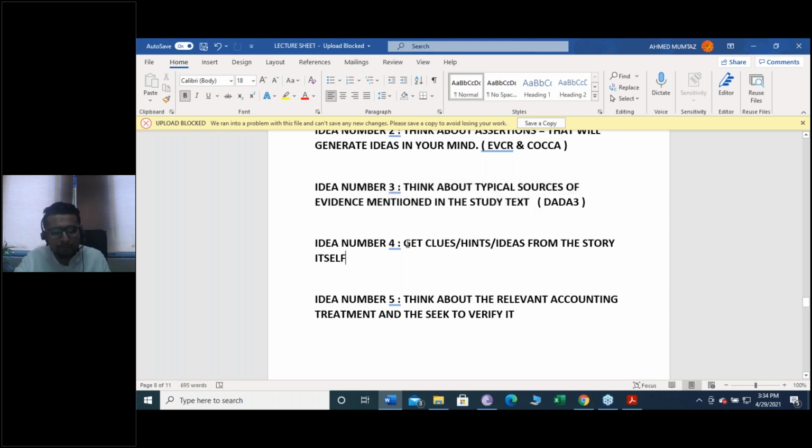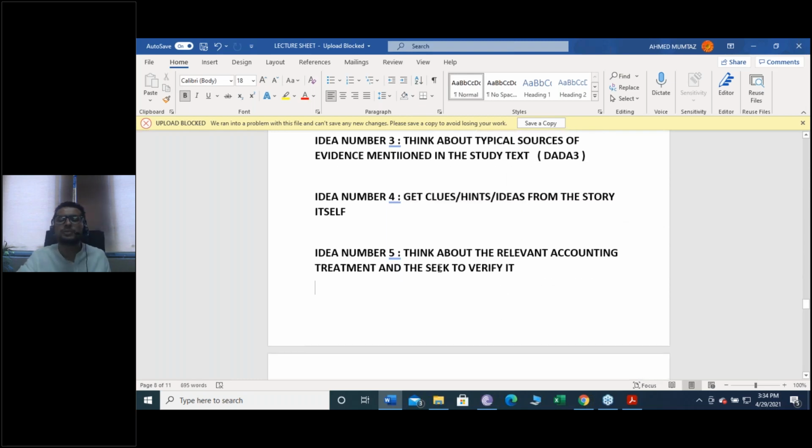Idea number 4, get clues or hints or ideas from the story itself. So once you read the question, you might be able to get ideas. If the examiner is talking about profit or loss on disposal, it means the examiner wants me to apply a procedure on loss on disposal. The examiner wants me to apply the procedure on the useful life and discussion regarding the depreciation policy. So the examiner is going to give you hints or clues in the question, and that will help you in creating the substantive procedure.